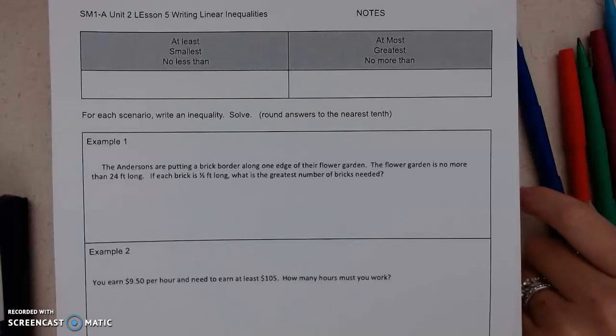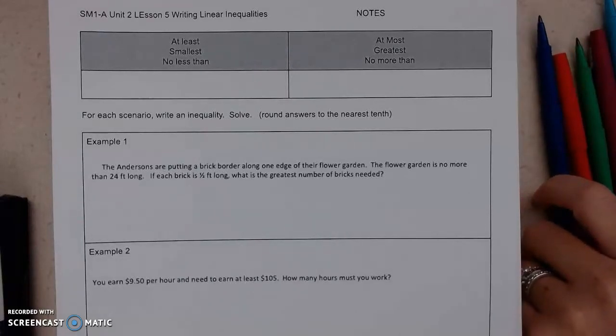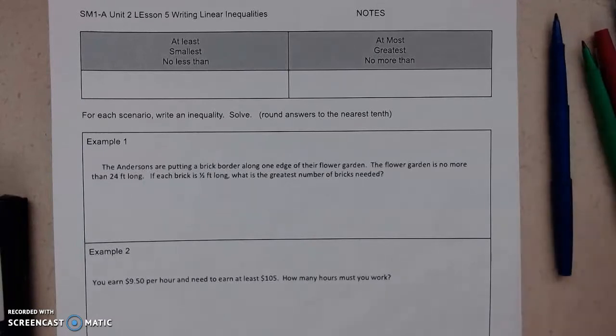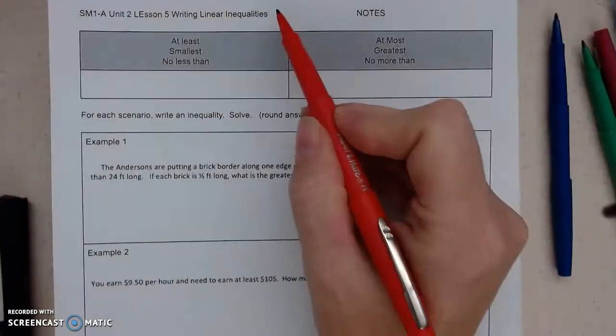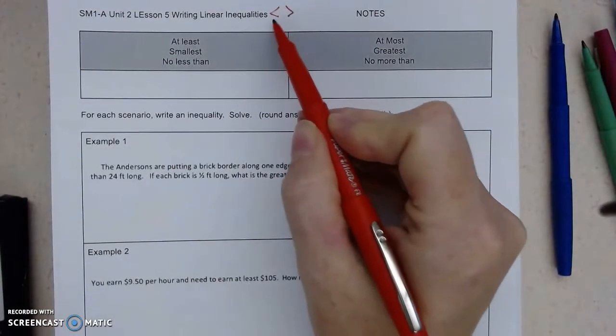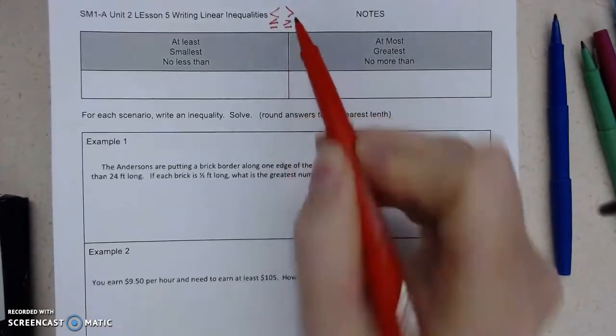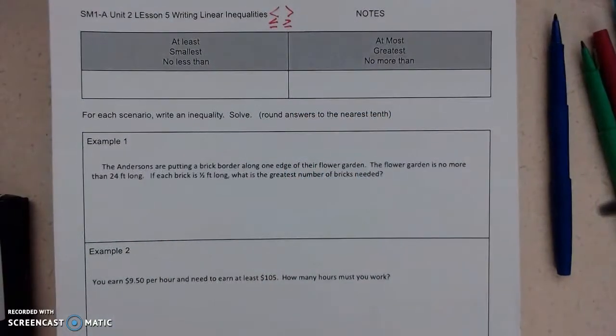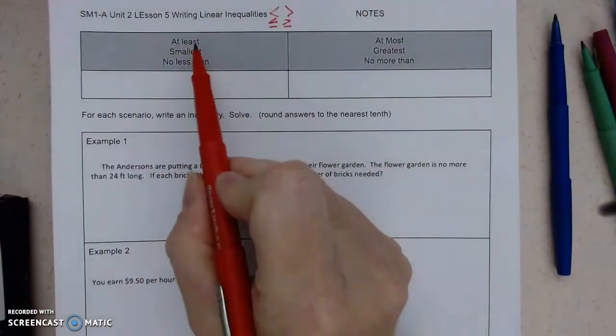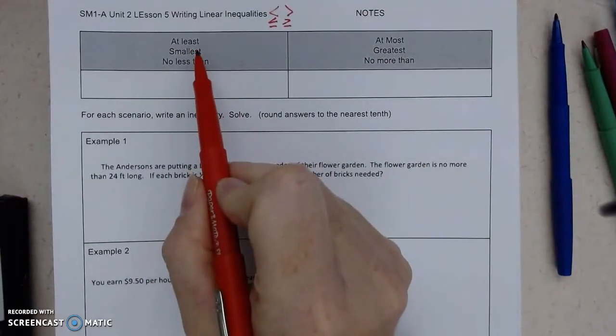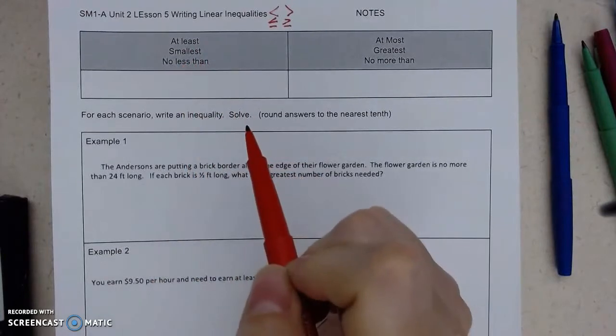All right, let's talk about Unit 2, Lesson 5, Writing Linear Inequalities. So notice, inequality means we're going to have greater than, less than, or equal to. Okay? So for each scenario, we're going to write an inequality and we're going to solve. So you're going to see words like this: at least, the smallest, no less than.